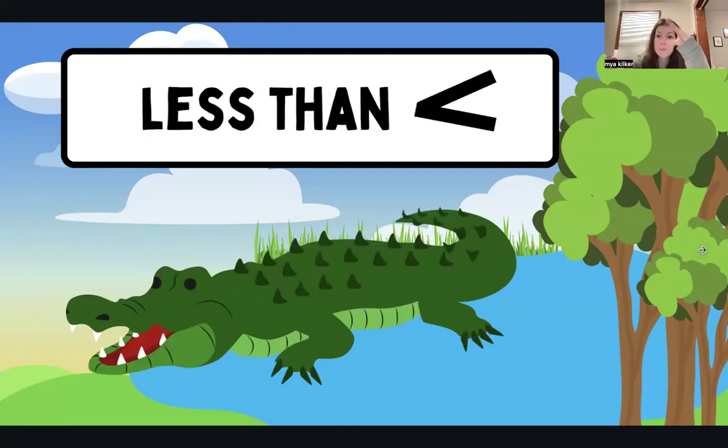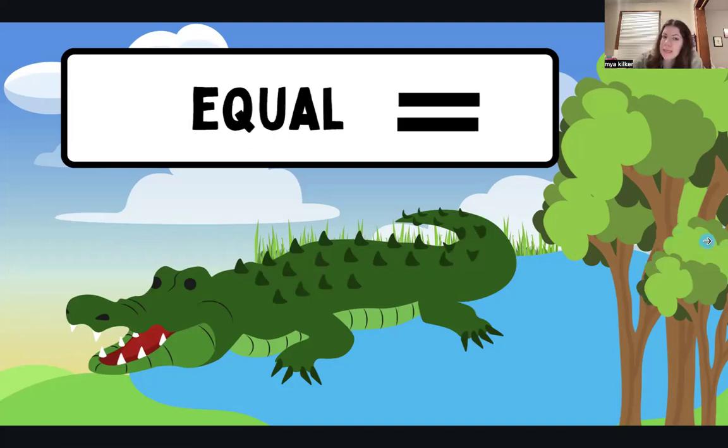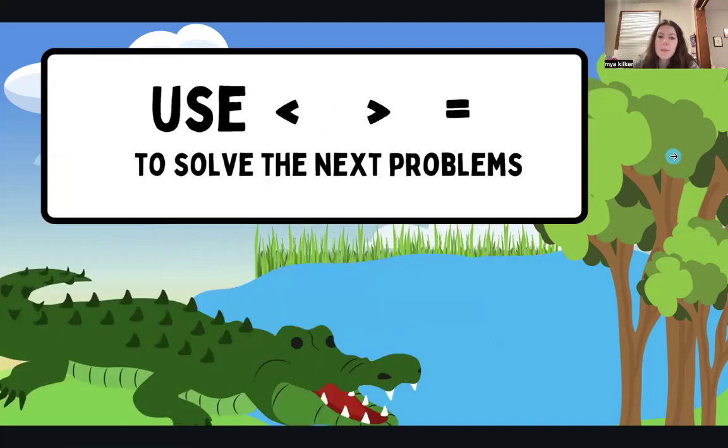So a less than is facing this way, but you're still going to be eating the bigger number. And the other way I remember less than is if you unfold the mouth, it's an L, facing this way as an L. And then equal is if the numbers are the same, you do equal. So we're going to be working on these next problems using these 3 symbols.